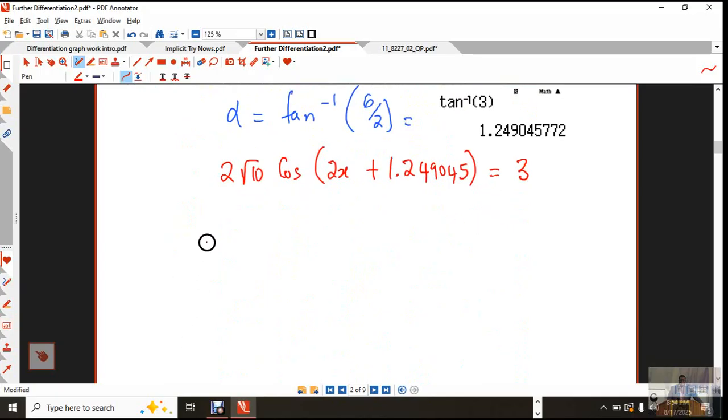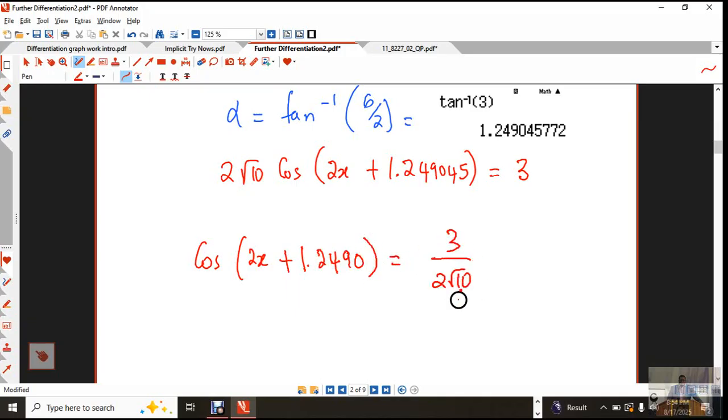Okay, so let's just clean this up. This is going to leave me with the cosine of all of that, 2x plus 1.2490, for example, equal to 3 over 2 root 10. I'm not going to rationalize the denominator. You can if you want to, but I'm not going to go ahead and do that. So we have to consider two possibilities here.